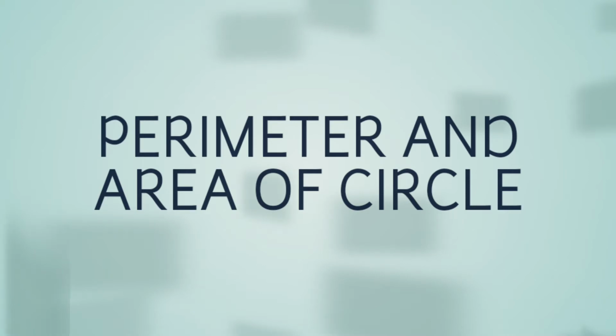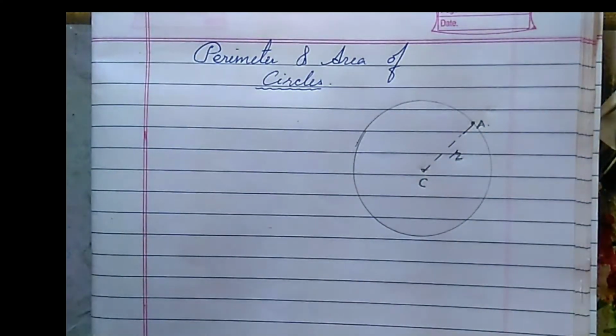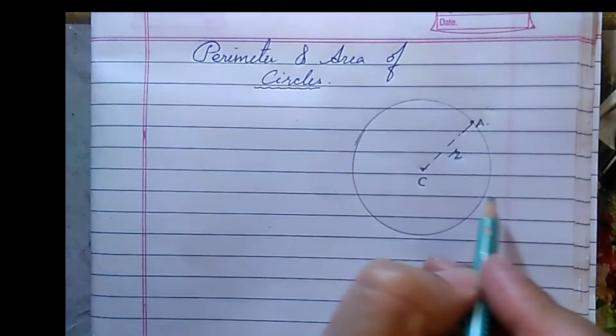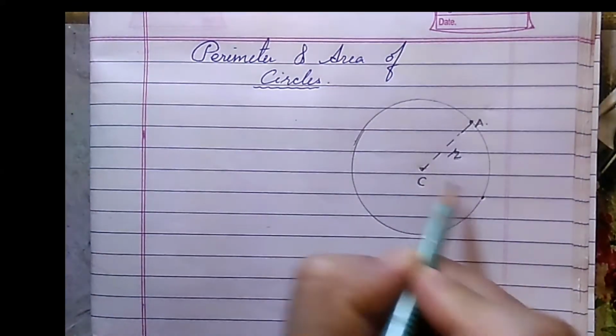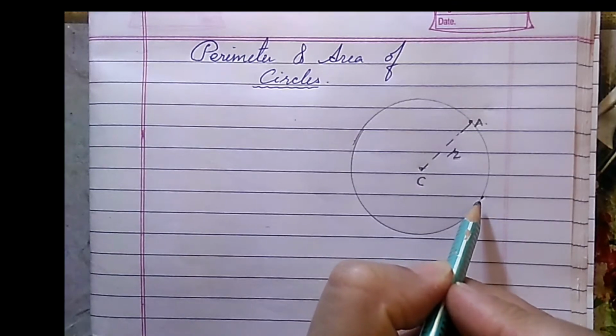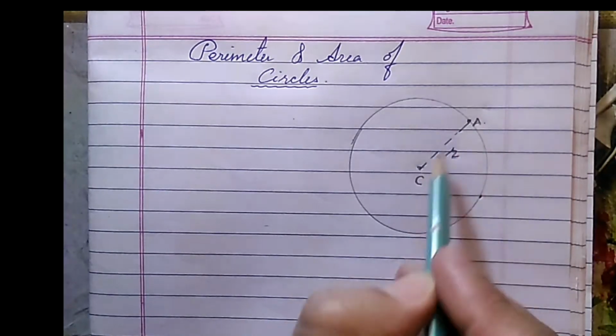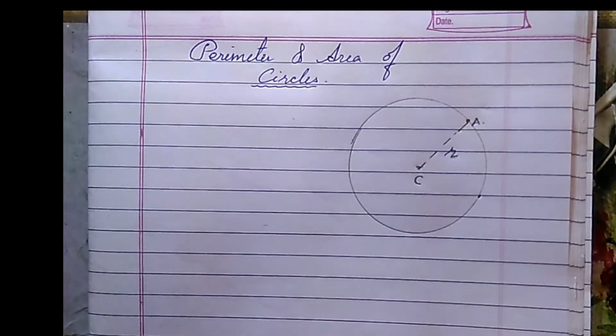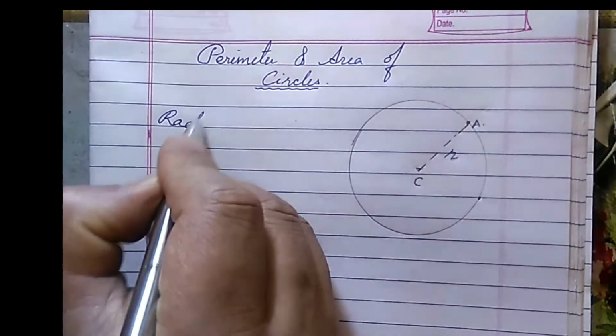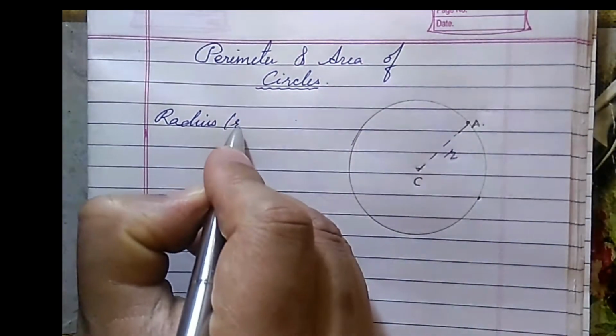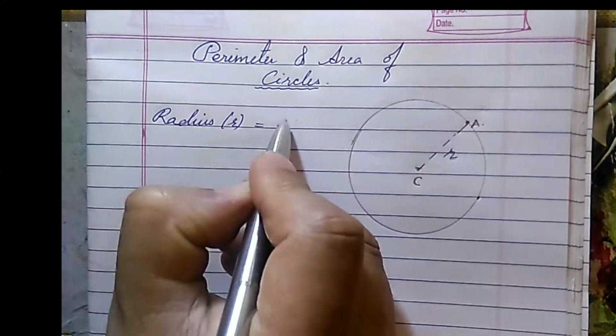If we join all those points, then we can trace out a figure like this. So here we can see that anywhere on this figure, the distance between C and the point A always remains the same. This figure is called a circle, and the distance AC is called the radius. So we can write radius denoted by R is the AC.